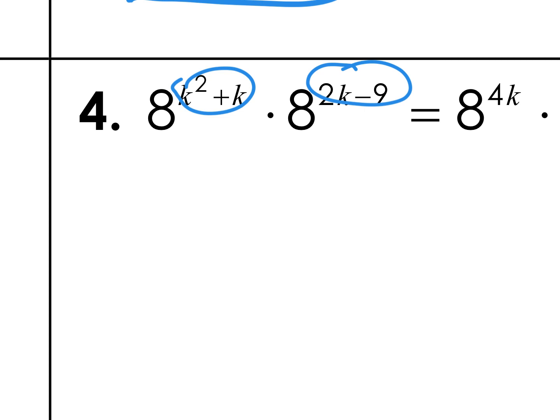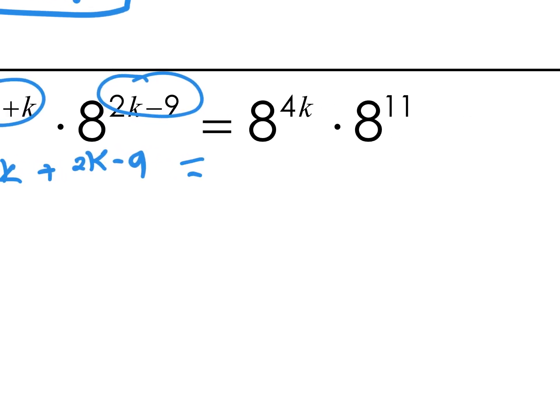k squared. You know what I'm going to do? I'm going to give you a warning. Write small. I just remembered. k squared plus k plus the 2k minus 9. You listening? Yes, sir. Has to be equal to what's happening over here? What's being added together? Okay. 4k plus 11.